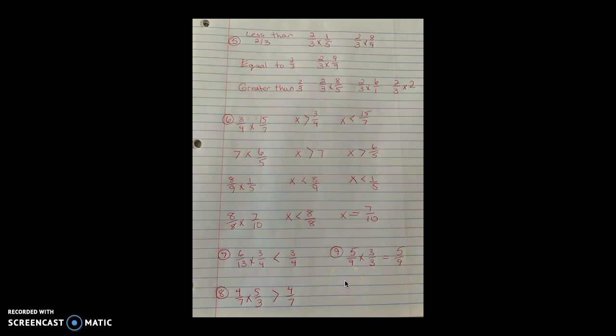So the lesson of today is that if you multiply by a fraction that is smaller than 1 whole, your answer is less than what you started with. When you multiply by something that's greater than 1 whole, your answer is greater than what you started with.